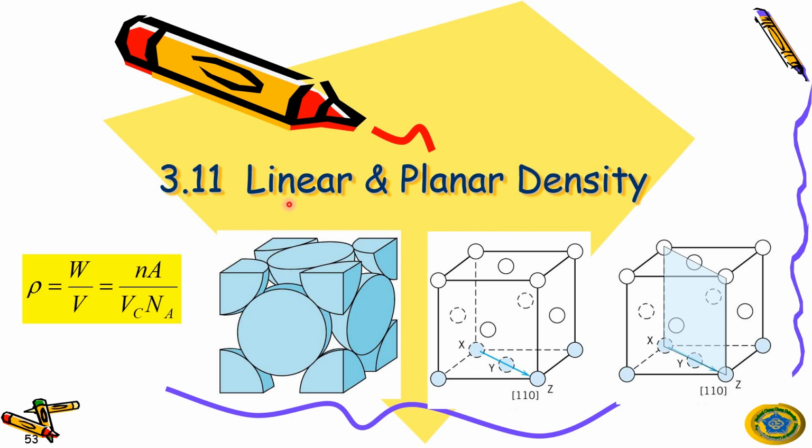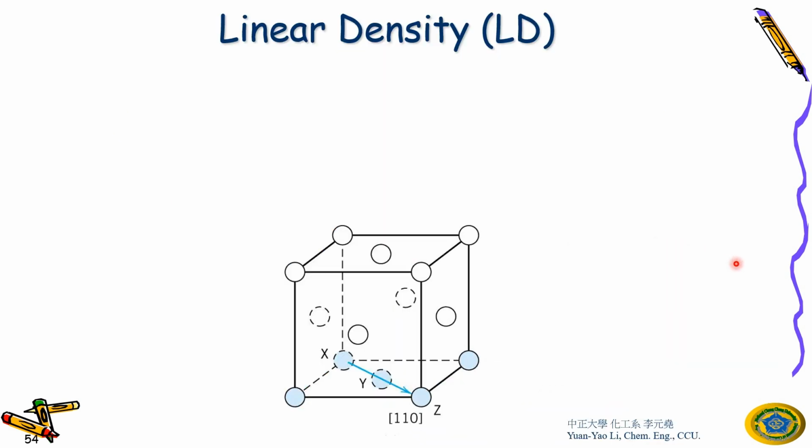However, in this section we want to learn linear density and planar density. What does that mean? For linear density, you need to have a definition. If you have a direction like this, then you want to find out how you define the density of this line or this vector. If you have a plane, this one plane which is 1, 1, 0, and you want to know the density of this plane, you need to have a definition. Okay? Right, so how are we going to define this?